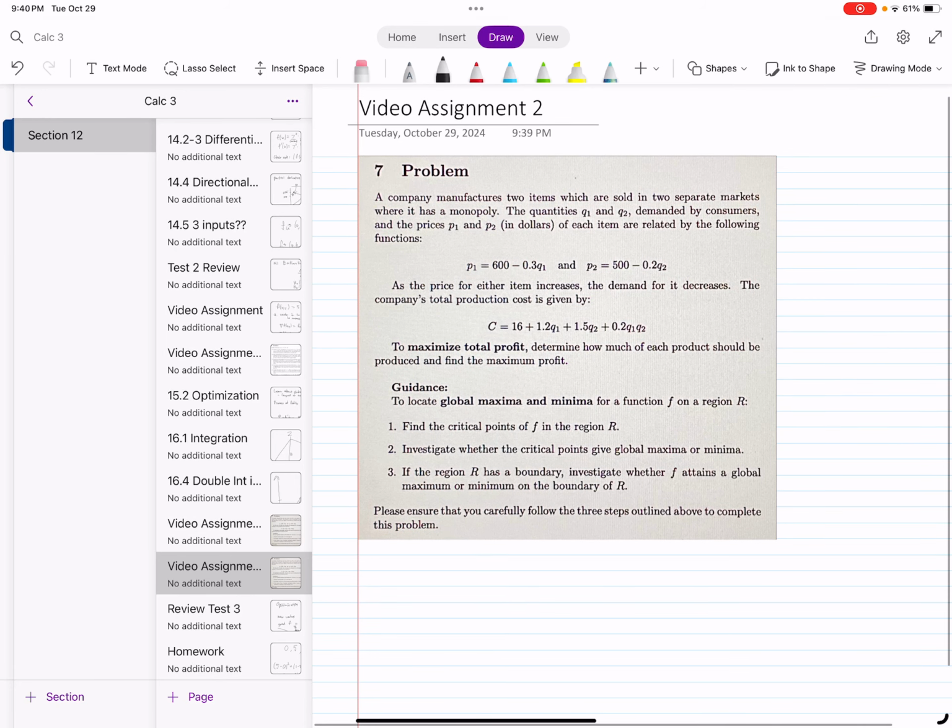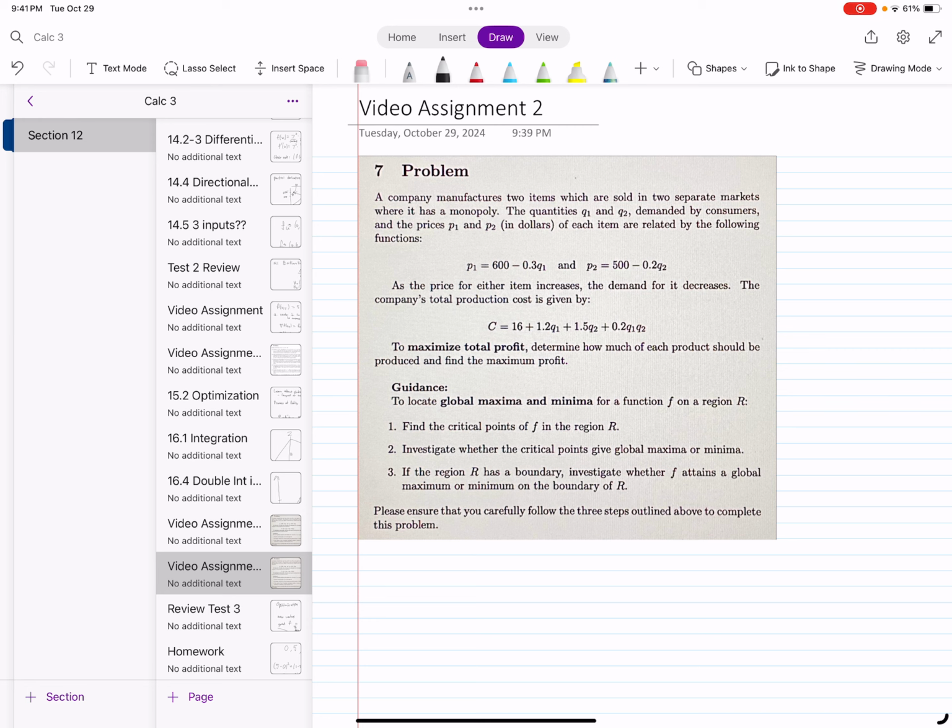Hello. In video assignment number 2, we have another problem. A company manufactures two items which are sold in two separate markets where it has a monopoly. The quantities Q1 and Q2 demanded by customers and the prices P1 and P2 in dollars of each item are related to the following functions. P1 is equal to 600 minus 0.3 times Q1, and P2 is equal to 500 minus 0.2 Q2.